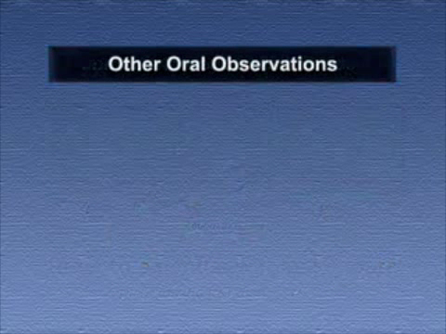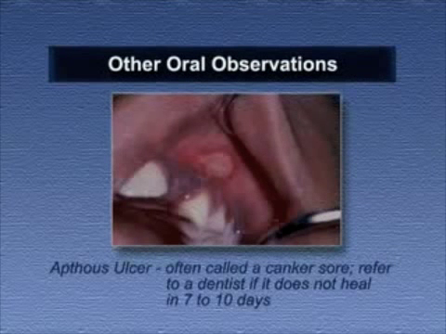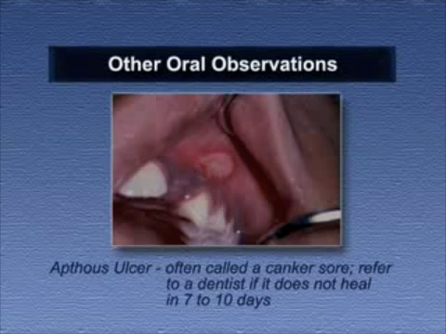Other oral observations you may encounter during screening. Aphthous ulcer. This is one of the more common lesions of the oral mucosa and is often called a canker sore. It appears as single or multiple ulcers on the mucosa and lasts about 7 to 10 days. These ulcers are usually reoccurring and can be triggered by physical trauma, spicy foods, or emotional factors. If this does not heal in 7 to 10 days, refer to a dentist.